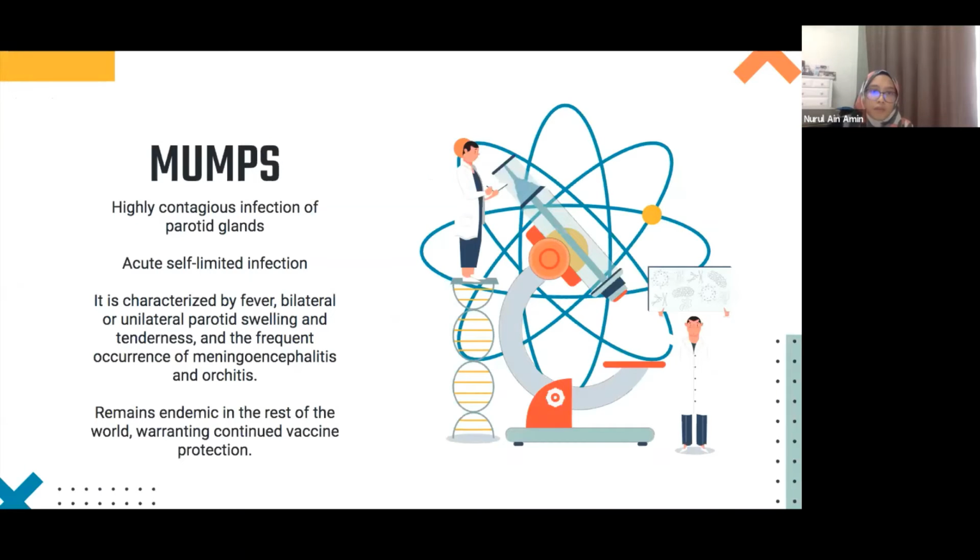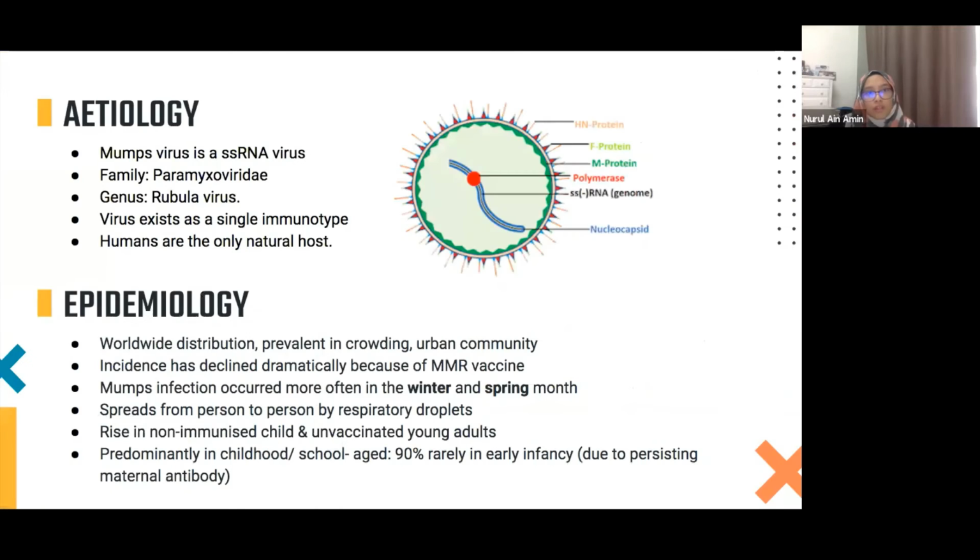Okay, next is mumps. Mumps is also known as bagok. It is a highly contagious infection of the parotid glands. It is self-limited and usually characterized by fever and bilateral or unilateral parotid swelling, and it remains endemic in the rest of the world. The cause is the mumps virus, which is a single-stranded RNA virus in the family Paramyxoviridae with the genus Rubulavirus.